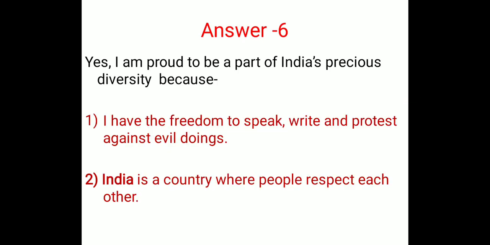Yes, I am proud to be a part of India's precious diversity because I have the freedom to speak, write and protest against evil doings. So I am proud to be Indian because I am free to speak, free to write and free to protest against any evil doings, any wrongdoings. Yes, India is a country where people respect each other. So I am also proud to be a part of India because India is a country where people respect each other.